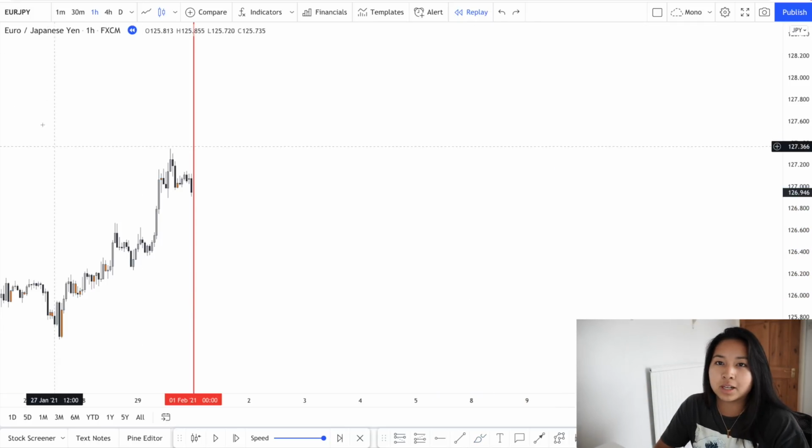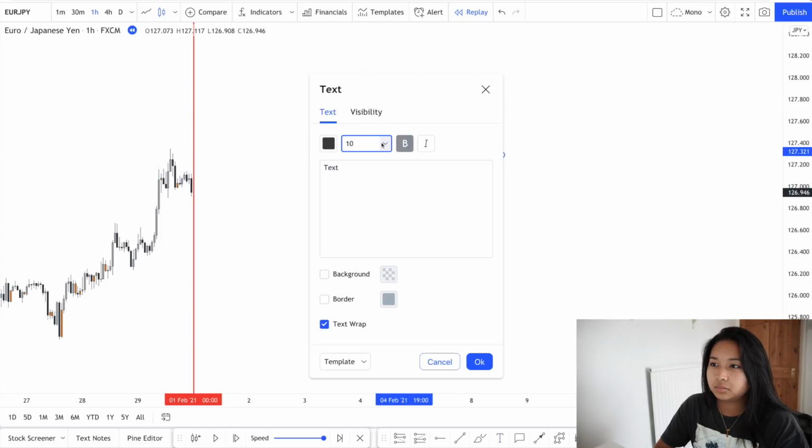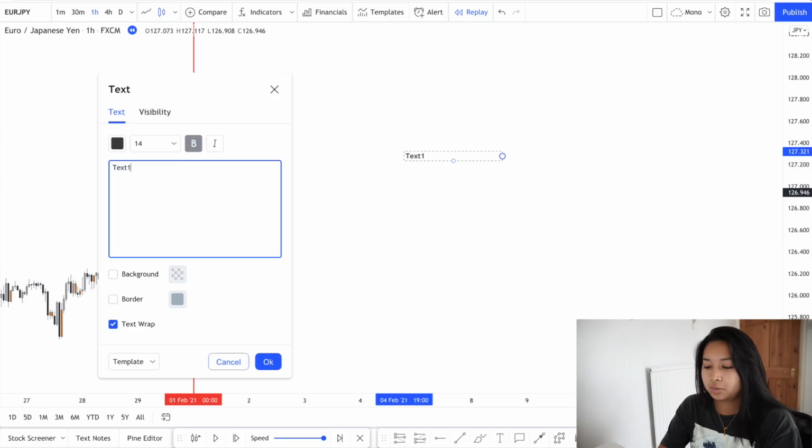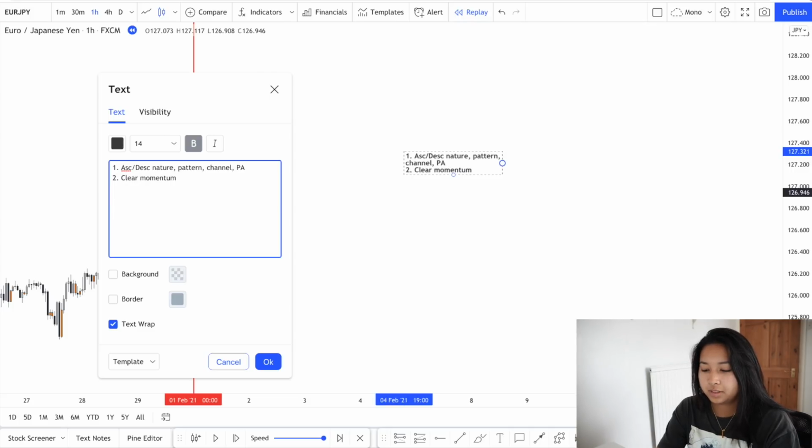I want to just point out some things that I actually look for. So for example, the clear one is ascending or descending nature. You can call this whatever, pattern, channel, or even just price action in general, right? The second one is at least clear momentum. In other words, I like to look for two impulsive candles.